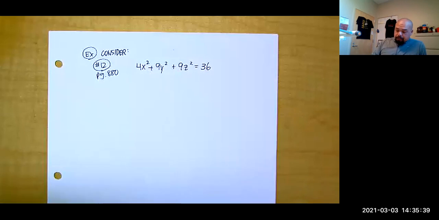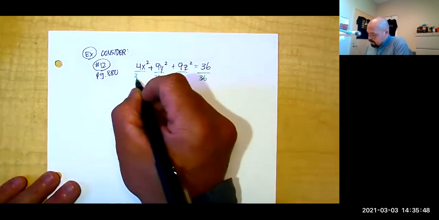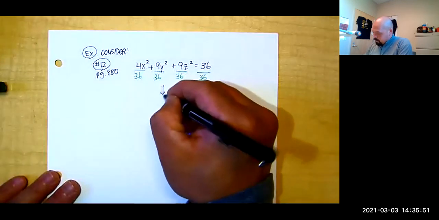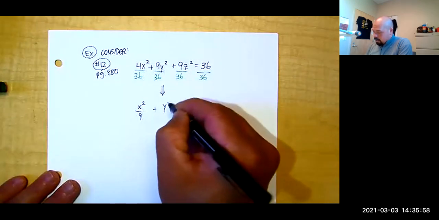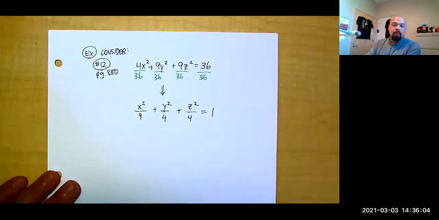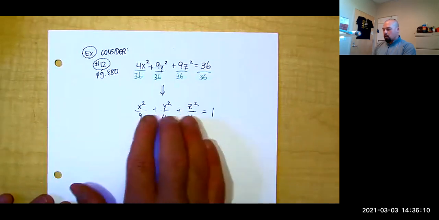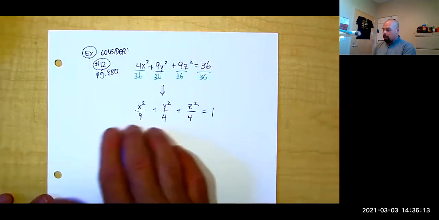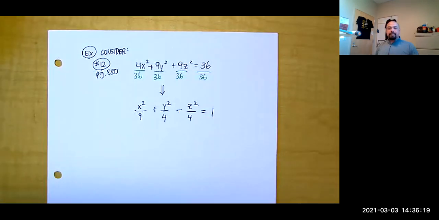So if I want to kind of get this into our more common format, I can divide every term by that 36. And now we have x squared over 9 plus y squared over 4 plus z squared over 4 is equal to 1. So a more common format. X, y, z on one side, all quadratic, x squared, y squared, z squared, all positive in this instance, equal to that 1. All right, so a more standardized form.